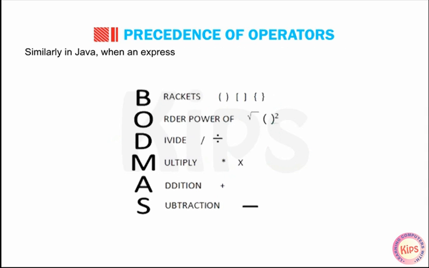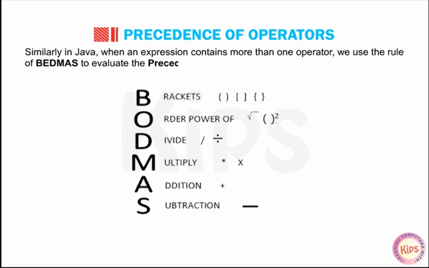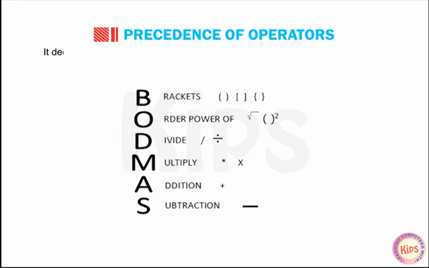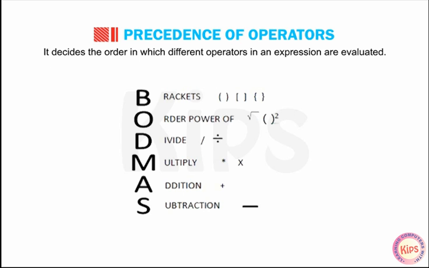Similarly, in Java, when an expression contains more than one operator, we use the rule of BODMAS to evaluate the precedence of operators. It decides the order in which different operators in an expression are evaluated.